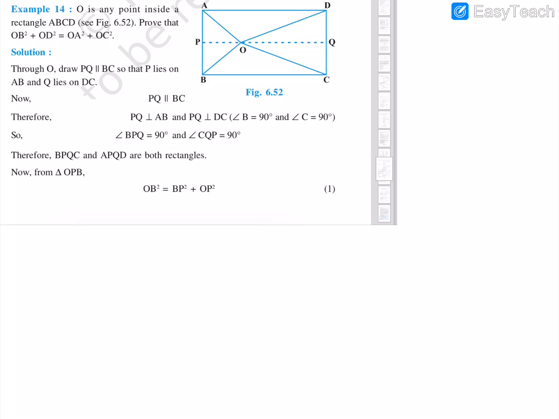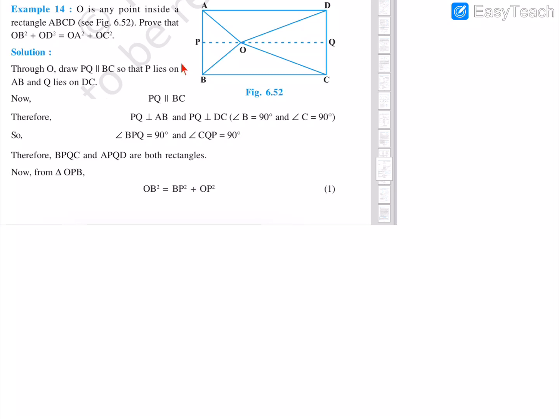In order to get right angle triangles, we will do a small construction. We draw a small line PQ, which is parallel to BC as well as AD. So automatically this will be parallel to this, and angle P will be a right angle, because when this is parallel to this it must be perpendicular to this. That is what is explained here.